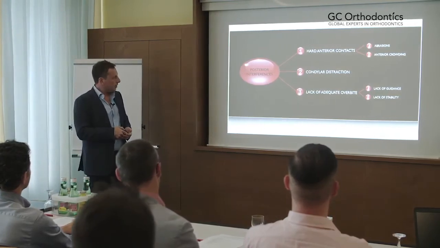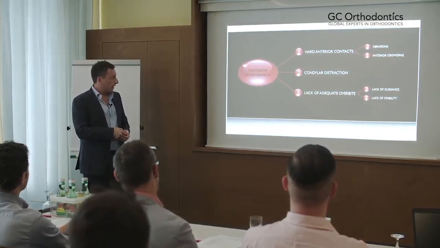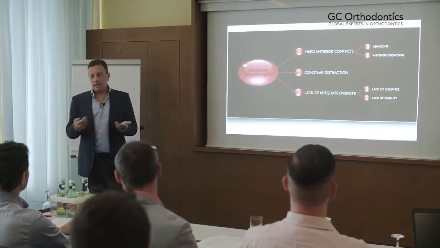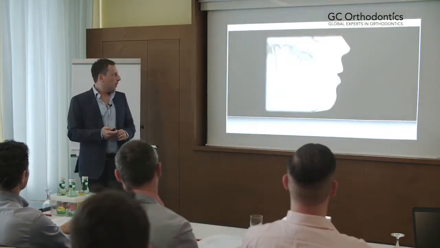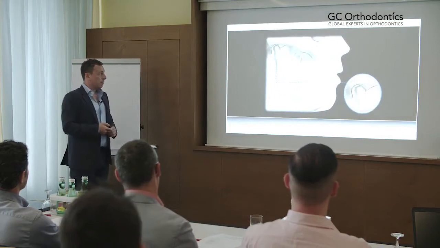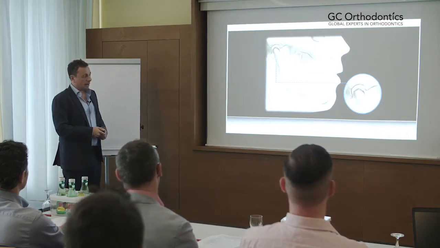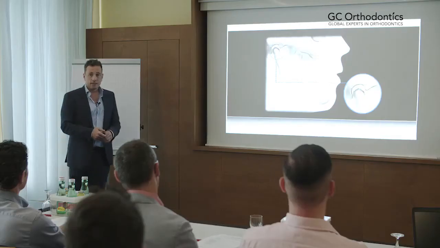Then other problems: they can have condylar distraction, and another effect of posterior interferences is that it doesn't allow a proper amount of overbite. The condylar distraction happens because when the patient closes, if they hit first on the molars, to achieve contact on the maximum amount of teeth possible, the condyle will tend to get distracted.